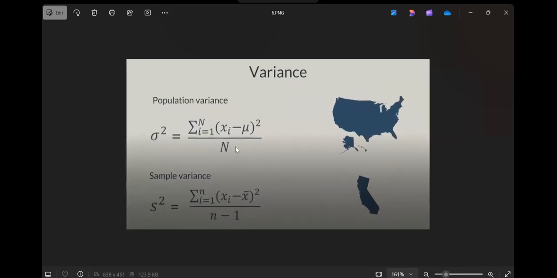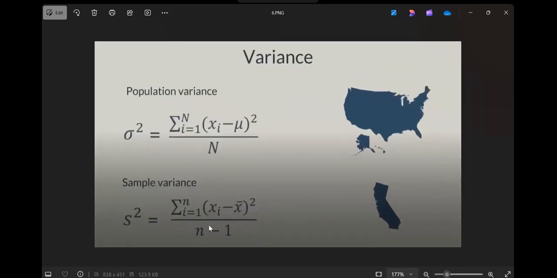Now go to the formula. Sigma square is population variance, and S square is sample variance. The equation is the same, but here, for population variance, we divide by N, and N minus 1 for sample. Minus means negative, plus means positive. Umakant, do you understand my question? N minus 1, that's the formula, guys.